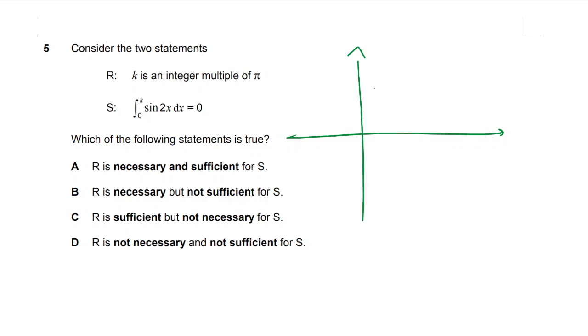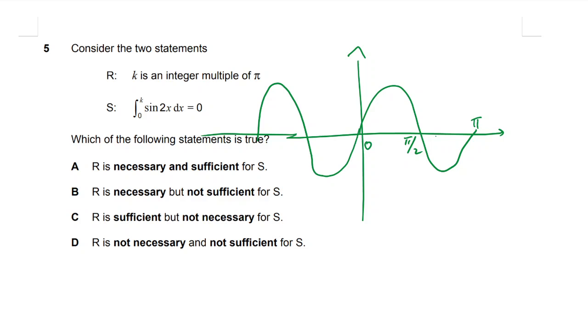Sine 2x, right? So we draw a sine graph first. Because it's sine 2x, the x-axis is slightly changed. So this is 0, this would be pi on 2, and this will be pi. It is sort of a narrower wave, more frequent. Then negative pi on 2 and negative pi. Okay, so the integration starts from 0.